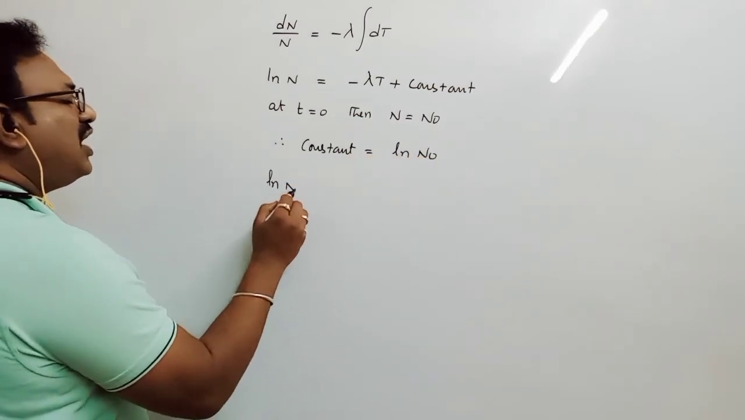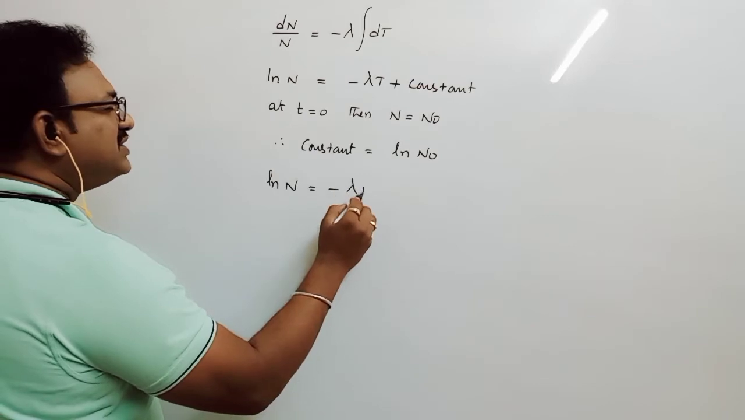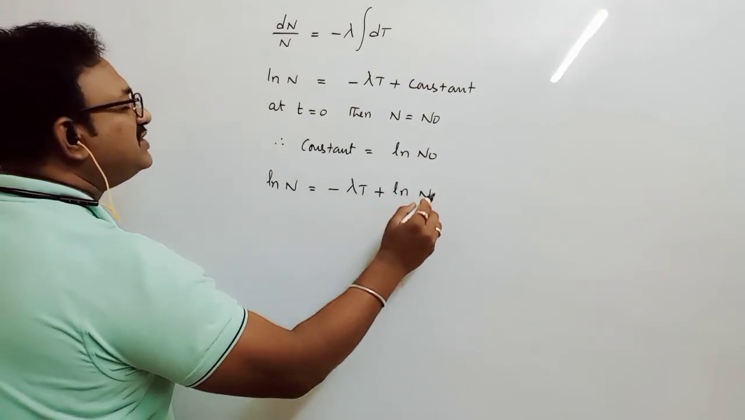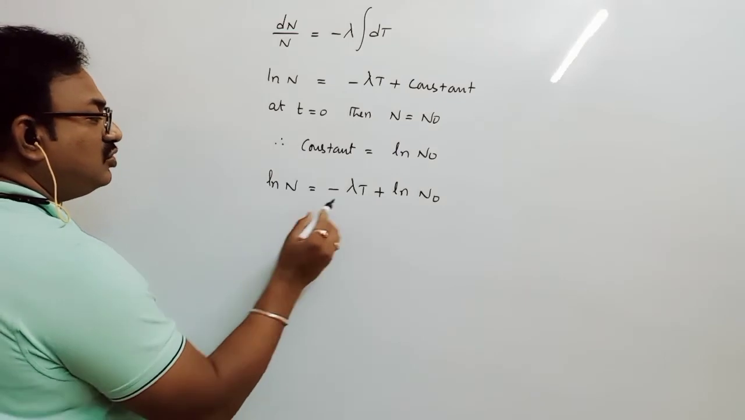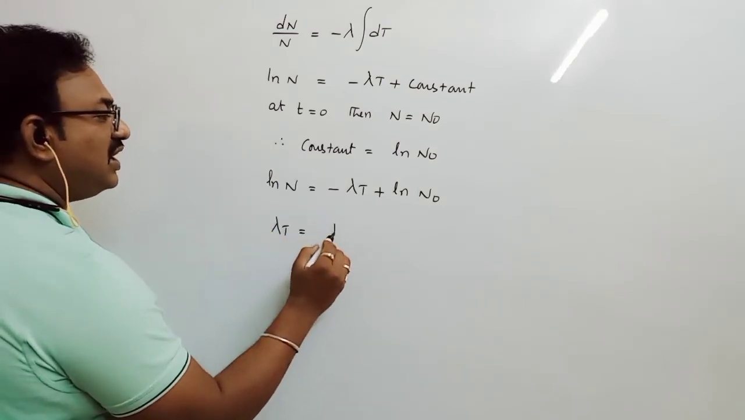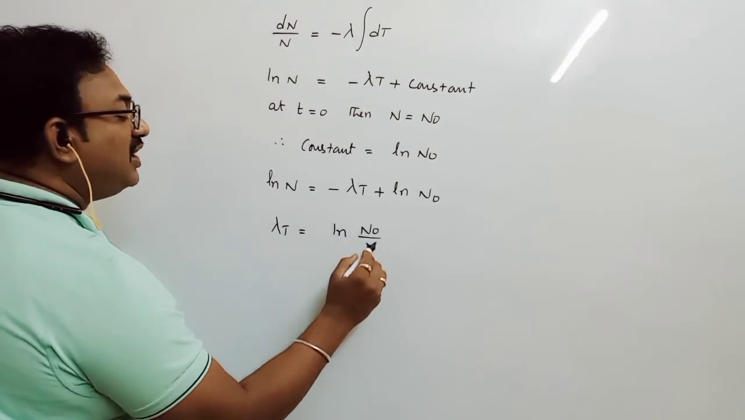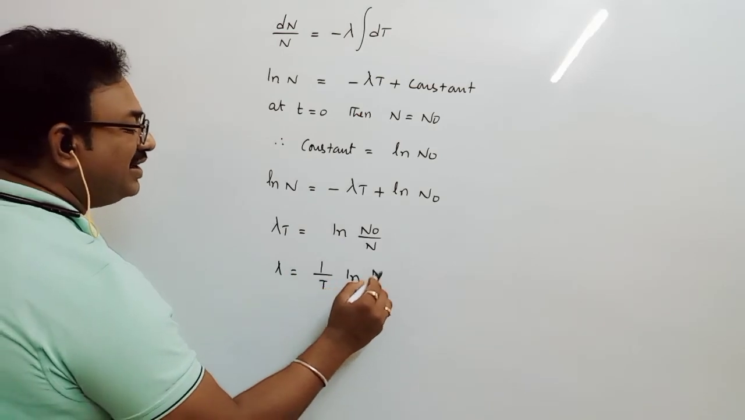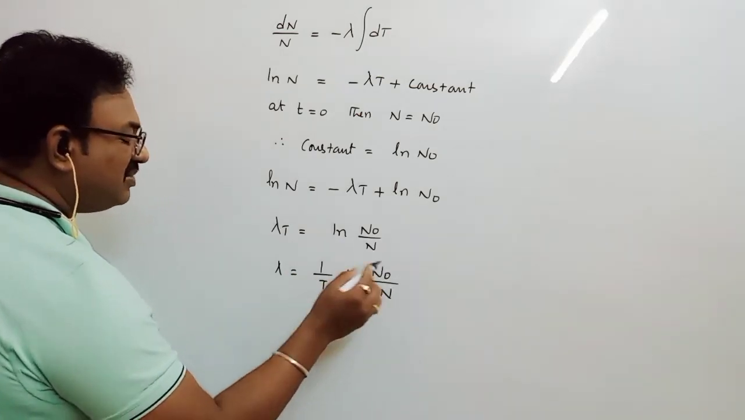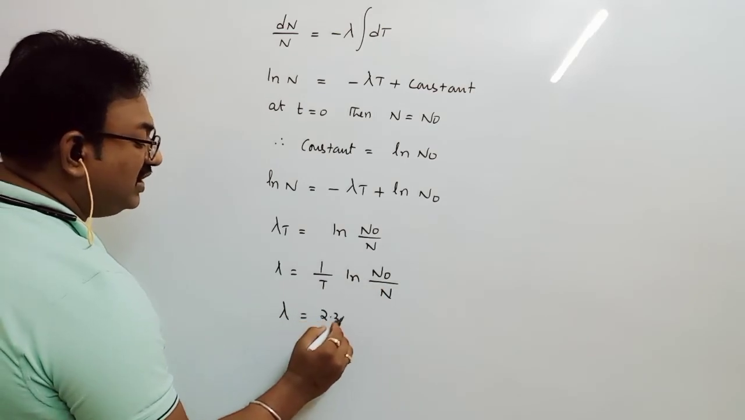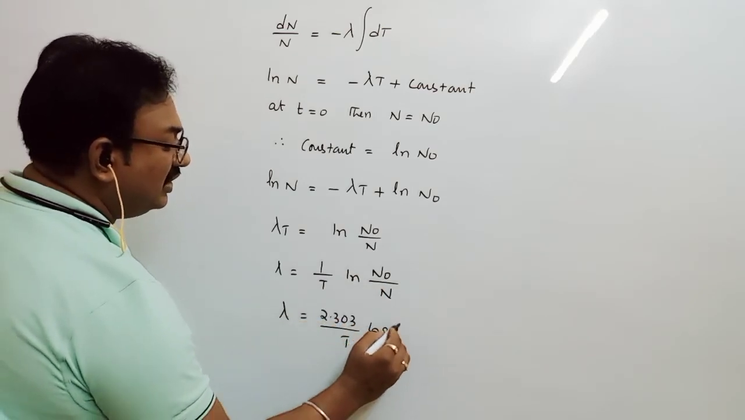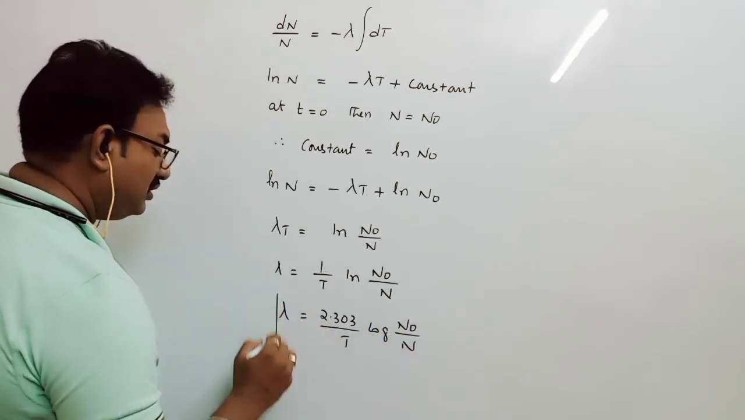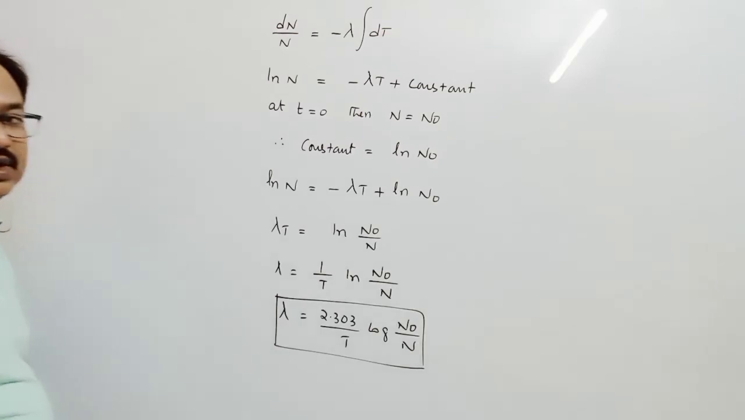So ln N is equal to minus lambda t plus ln N naught. So lambda t is equal to ln N naught by N. So lambda is equal to 1 by t ln N naught by N, where ln means log to the base e. Then lambda is equal to 2.303 by t log N naught by N. So this is the expression for radioactive decay or radioactive disintegration.